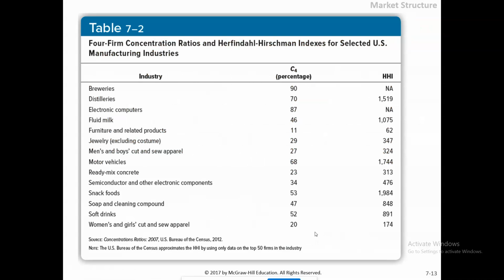There are some data for the representative industries for the four-firm concentration ratios and Herfindahl-Hirschman indexes. Are those data consistent with your expectation?